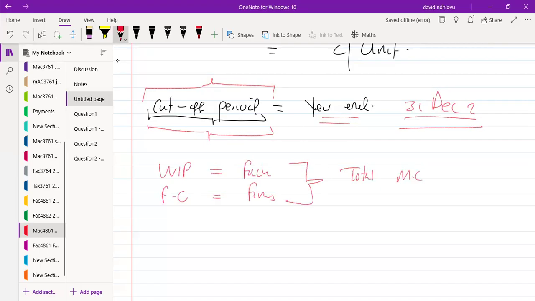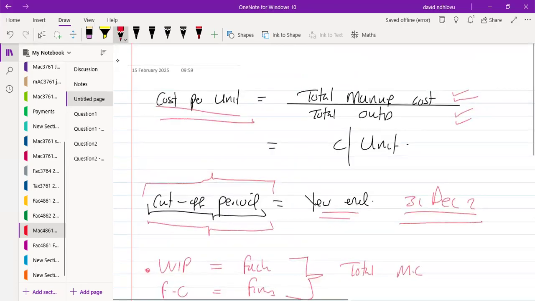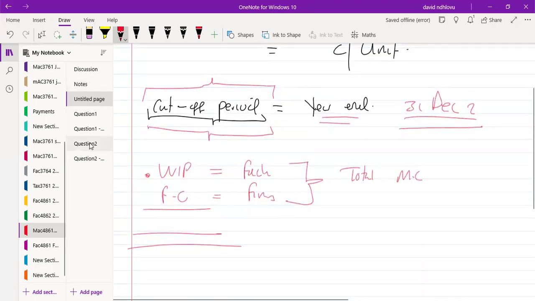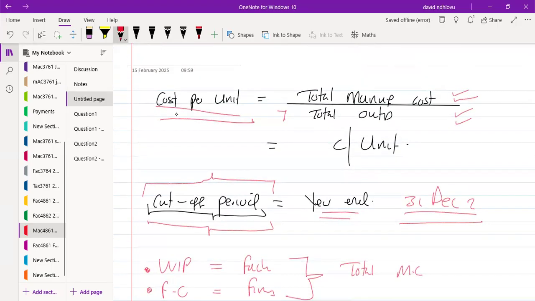However, these two, especially the work in progress, remember, is unfinished goods. You can't add these to then get the what? The total number of units produced. Because this is work in progress, incomplete goods, this is a complete good. So we have a challenge with this type of calculation there.